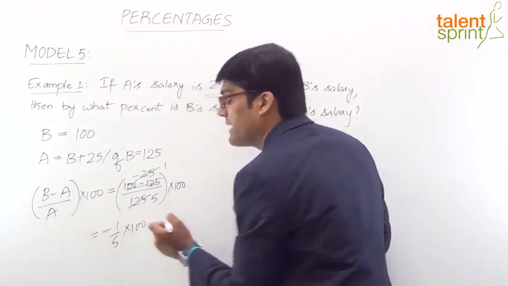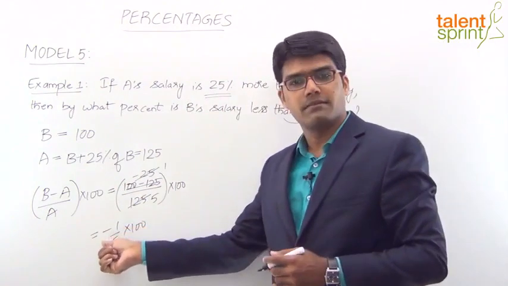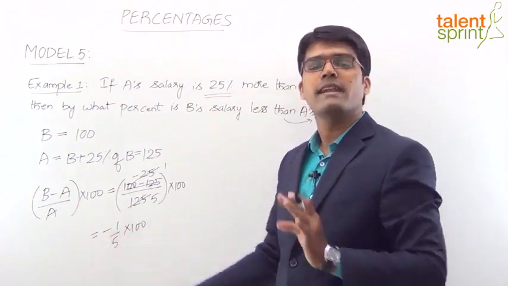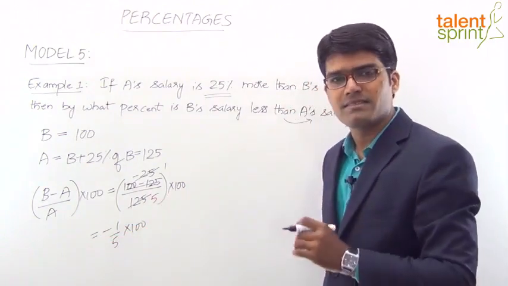Why are we getting a negative sign here? Why do we get a minus sign? Because B is less than A. So the answer has to be negative. So no need to worry when you get a negative answer here. It only indicates that B is less than A. B is some percentage less than A.